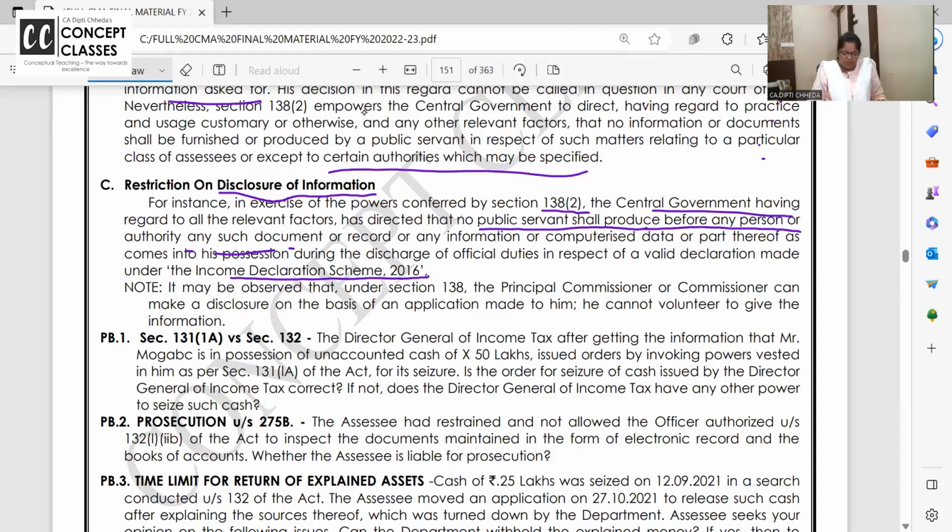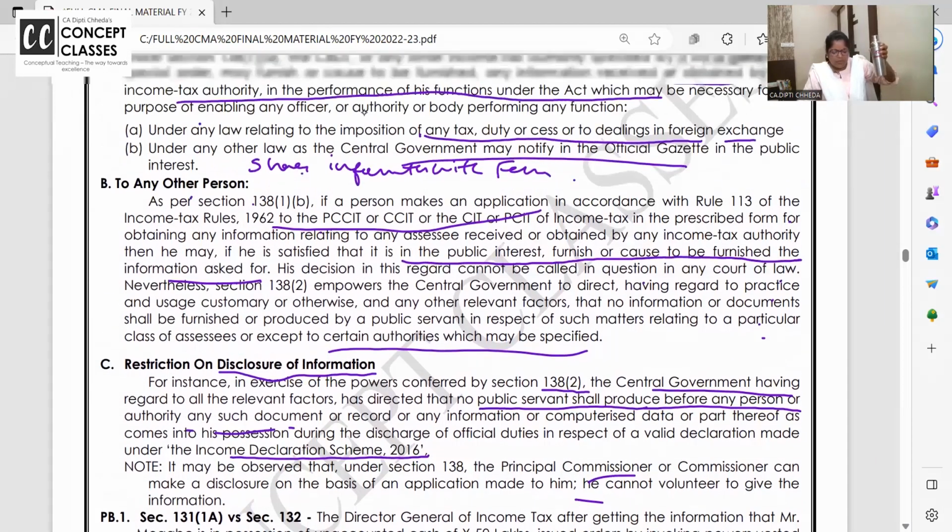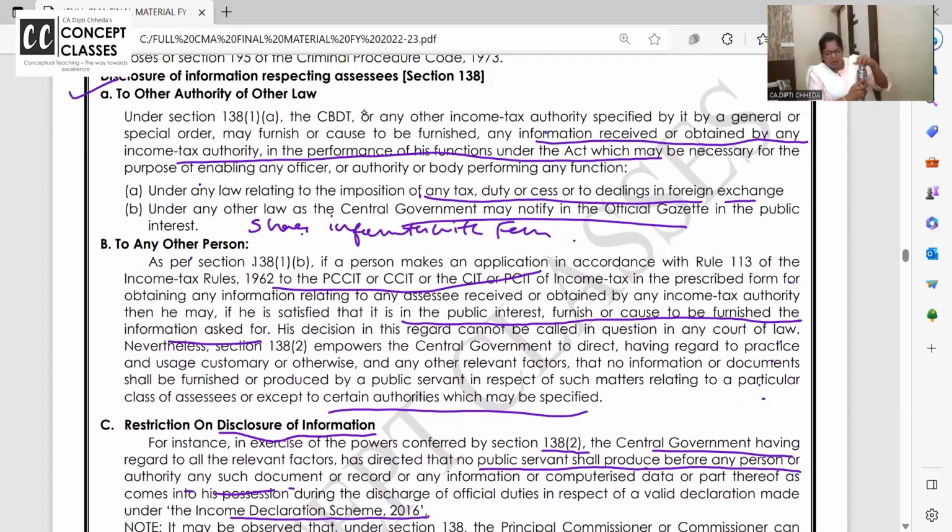Income declaration की जो scheme चली थी, it may be observed that principal commissioner can make a disclosure on the basis of application, but he cannot voluntary. कोई मांगेगा तो हम information देंगे, वो भी बहुत जरूरी है, तो वो भी to other laws and in some cases only to other person, not otherwise.